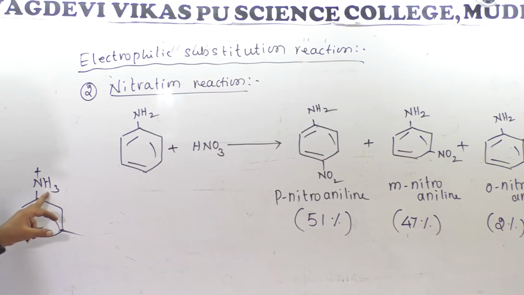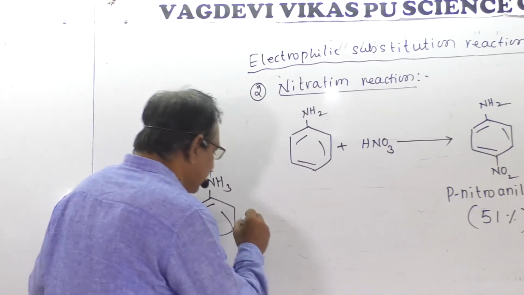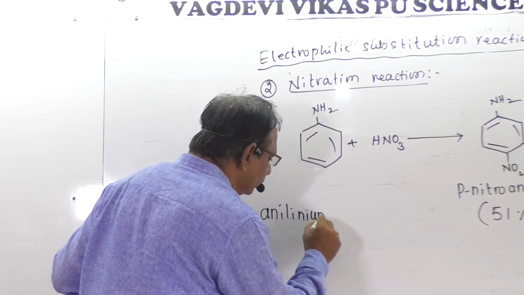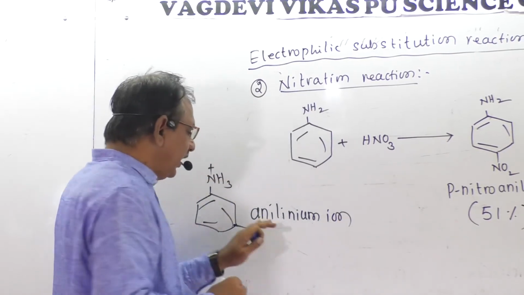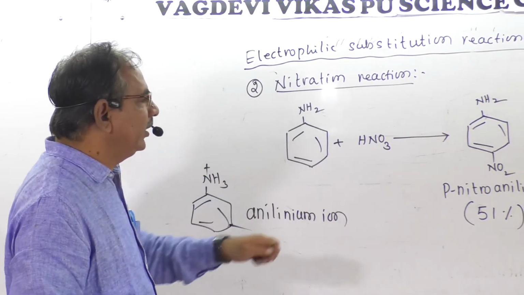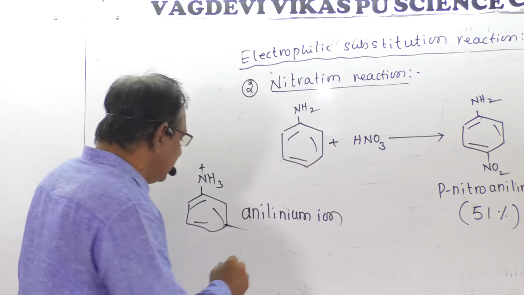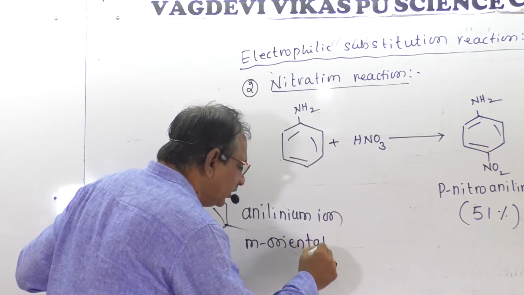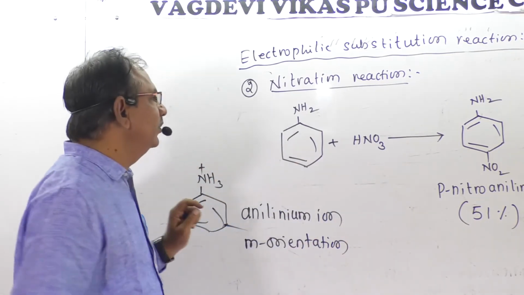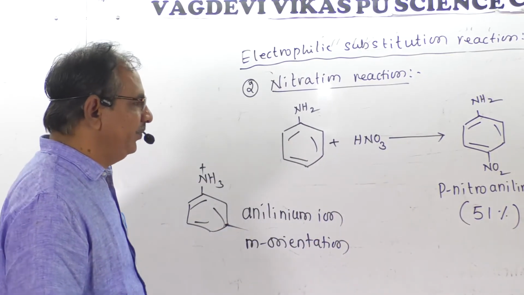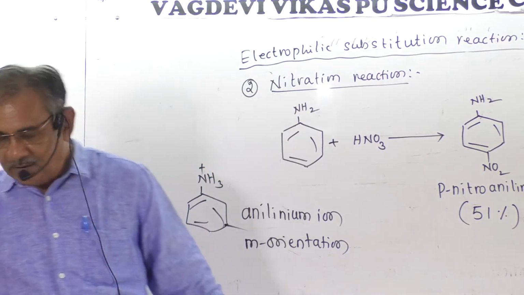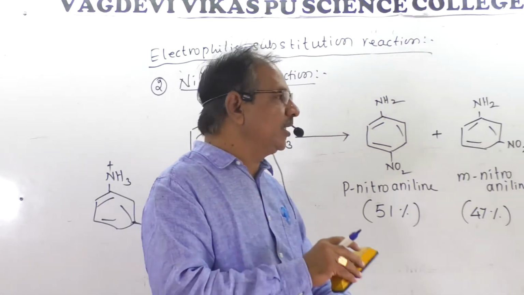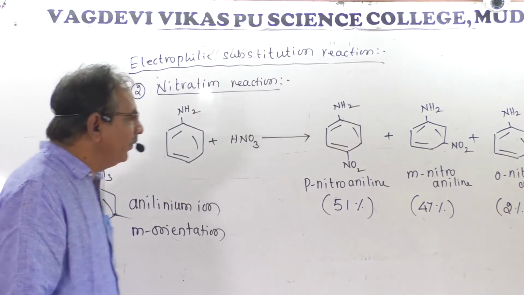is the anilinium ion. This anilinium ion is formed during the intermediate reaction. So this is meta oriented. Hence all three substituted products are formed during the nitration reaction. So there is a little confusion, observe carefully. The electrophilic substitution reactions in all three cases are different.